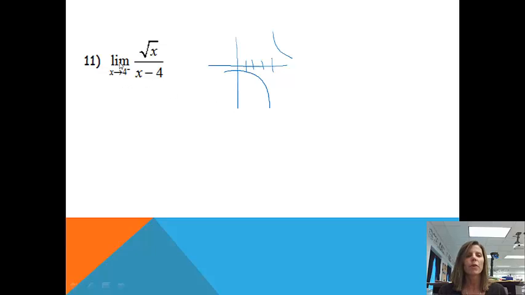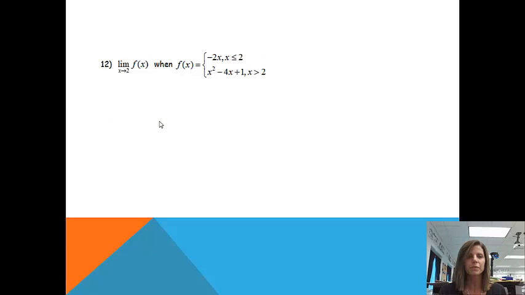And so now it doesn't ask me for the limit, it just asks me the limit as x approaches 4 from the left. So here's x equals 4. I'm just approaching from the left, and as I'm approaching from the left, I'm headed towards negative infinity. So that would be my answer. Please notice that I can really tell that the limit does not exist, but from the left, I do get an answer.